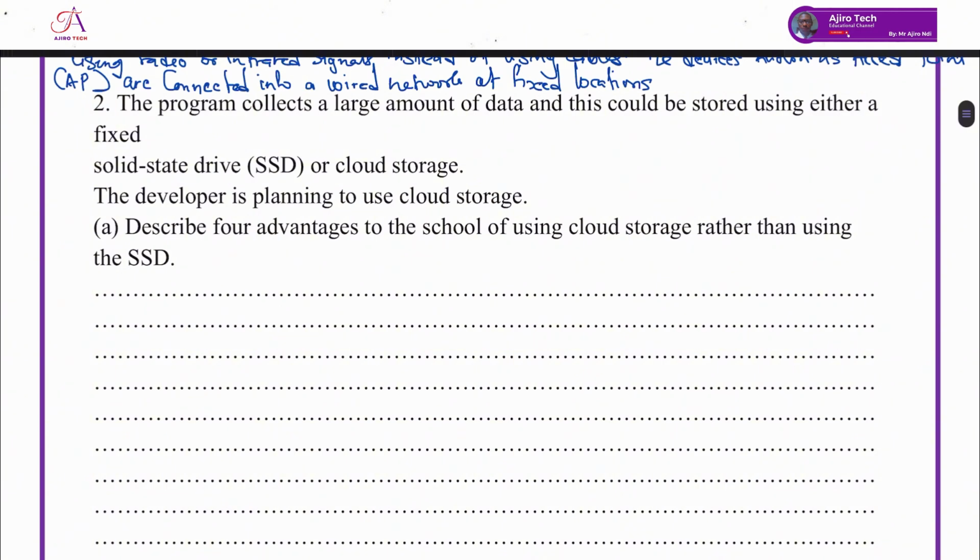The program collects a large amount of data, and this could be stored using either a fixed solid state drive or cloud storage. The developer is planning to use cloud storage. Describe 4 advantages to the school of using cloud storage rather than using the SSD. The marks will always tell you the point, right? Most times they might not tell you 4, they might just tell you describe, and the marks will always be there to guide you.